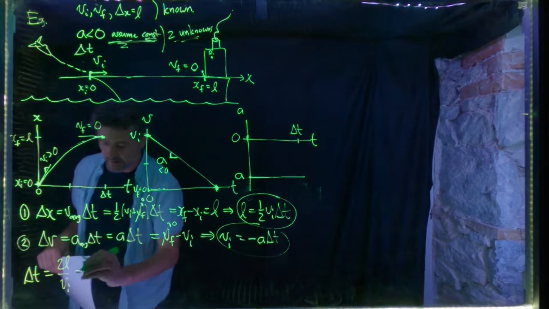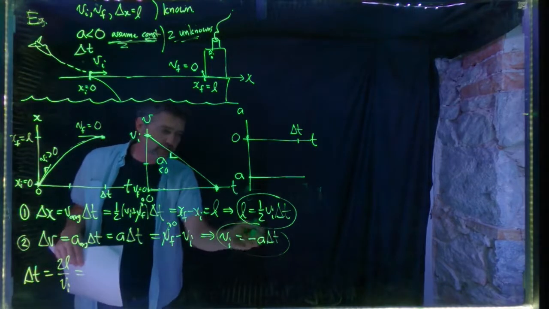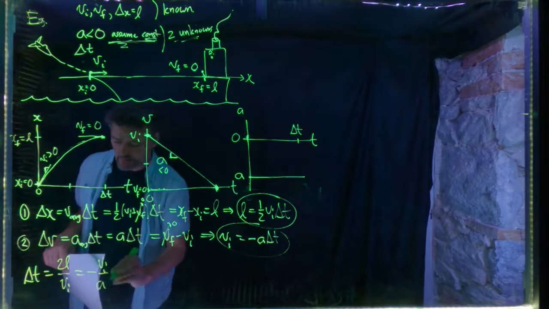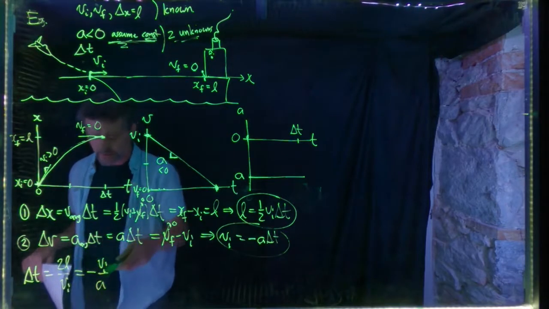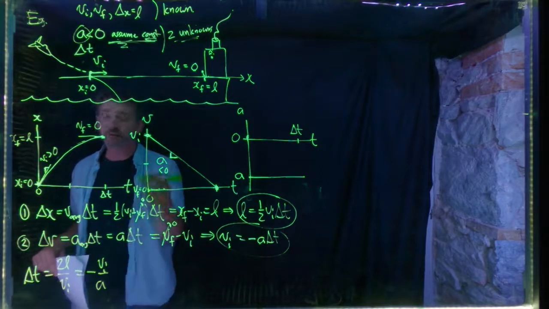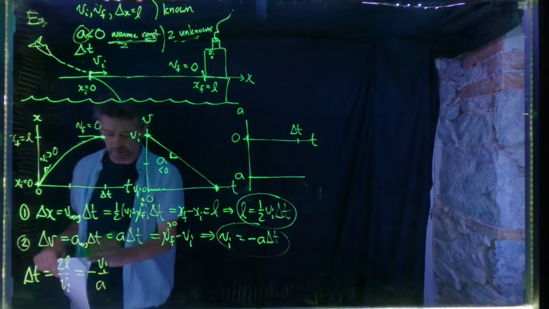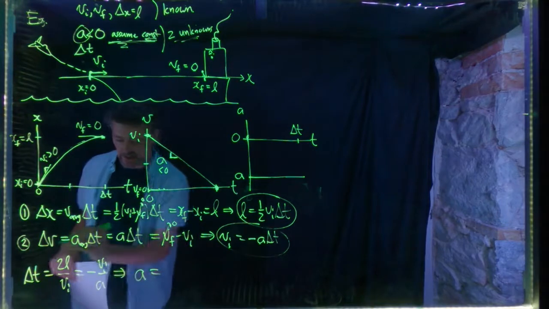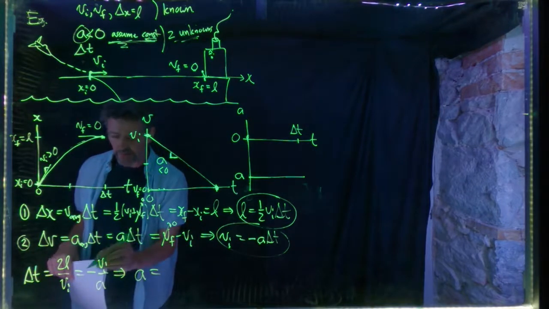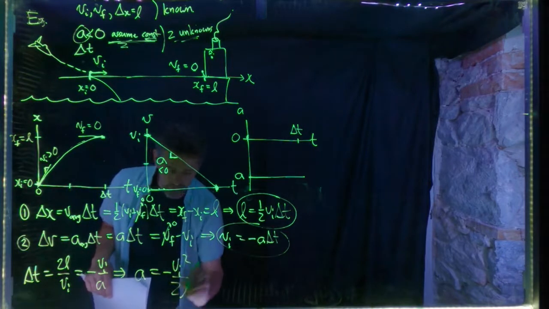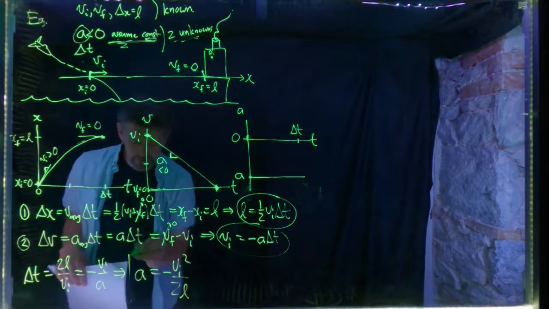Great. But delta t, according to the second equation, is negative VI over A. Okay, so this equals this. What am I trying to solve for again? A. I've eliminated delta t, the other unknown. So I just solve this equation for A. This tells me that the acceleration A is equal to negative VI squared over 2L. Okay, so that is an important result.